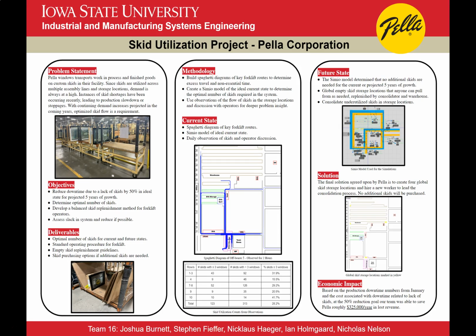So the economic impact of our solution is all based on the numbers we got from downtime caused by lack of skids in the month of January. And with our 50% reduction goal, along with hiring a new worker, we found that we will save about $325,000 a year in lost revenue for Pella.